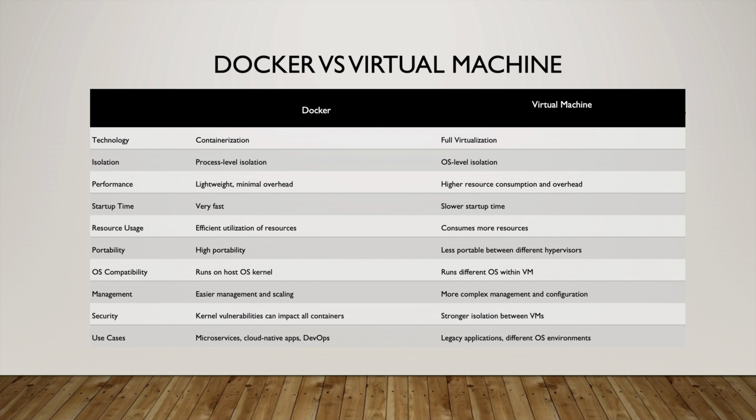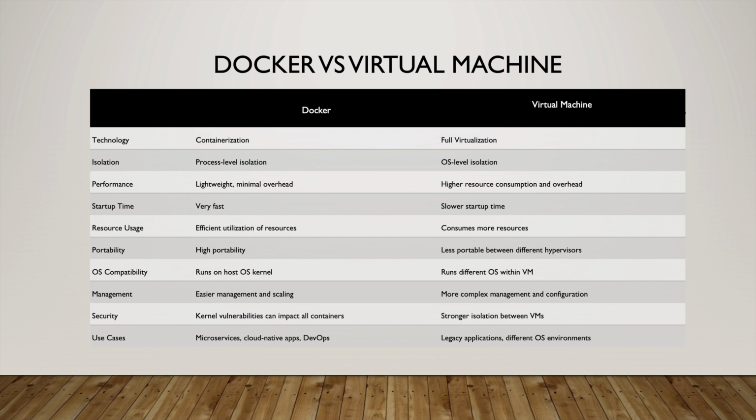When it comes to performance, Docker is lightweight with minimal overhead. A virtual machine consumes high resources, because you need to define the volume and memory and dedicate them to the virtual machine, so it's an overhead to your existing operating system. Startup time, obviously Docker is very fast and startup time is slower in a virtual machine. Similarly, resource usage is more efficient in Docker, and a virtual machine consumes more resources.